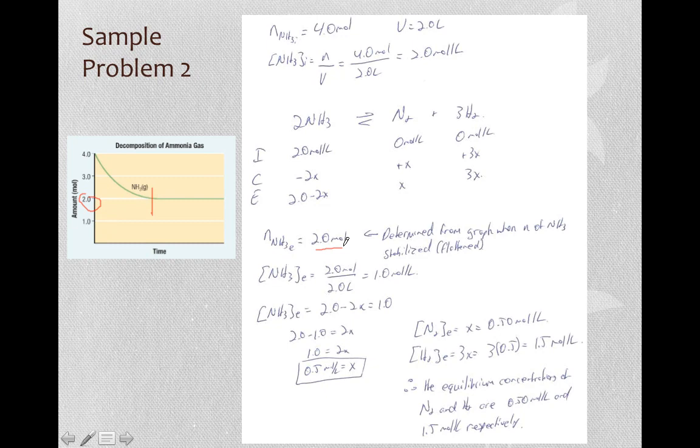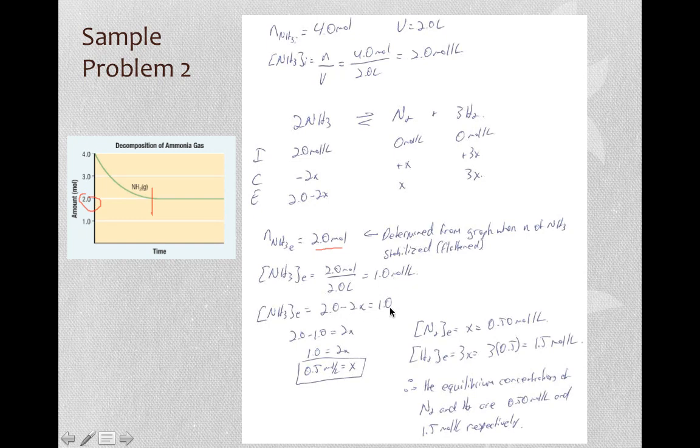So our moles of NH3 at equilibrium, as determined based on the graph, is 2 moles. Because we always need to deal with molar concentrations when we're dealing with ice tables, we need to convert this into a molar concentration. So I'm dividing our moles by our volume, which was 2 liters. So we get a molar concentration of NH3 at equilibrium of 1.0 moles per liter. So now we know that the concentration of NH3 at equilibrium is equal to 2 minus 2x, and it's also equal to 1 mole per liter.